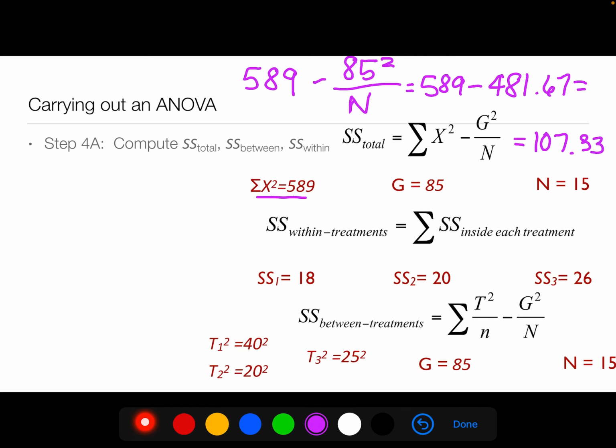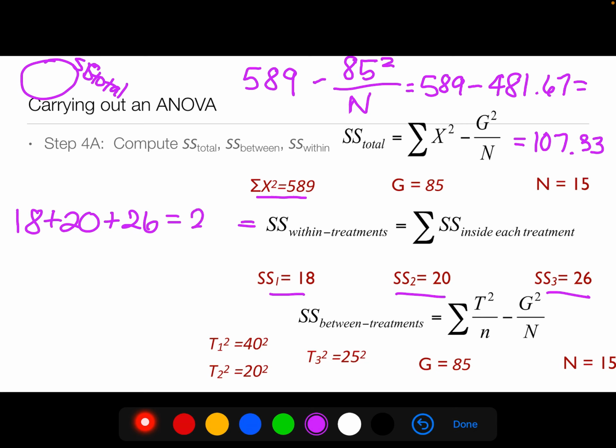107.33. Now remember, you do not need to calculate every single one of these. You can just calculate two. And because of that kind of variance pie, everything will add up to our sums of squared total. And we'll just figure out what kind of pieces these sums of squared within and sums of squared between are. So our sums of squared within treatment is literally just adding these three values together. So 18 plus 20 plus 26 is equal to 64.